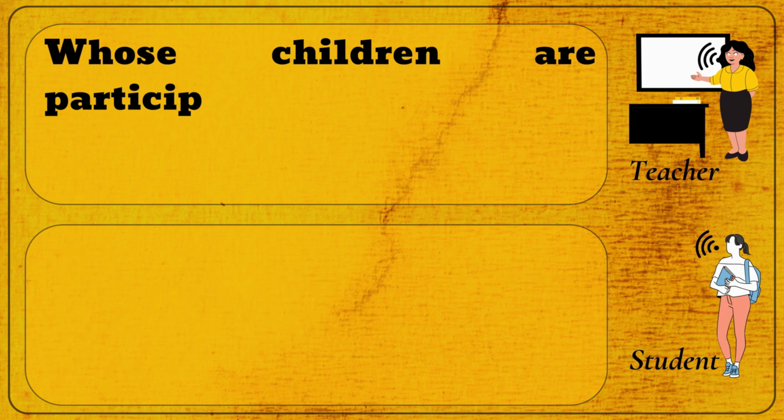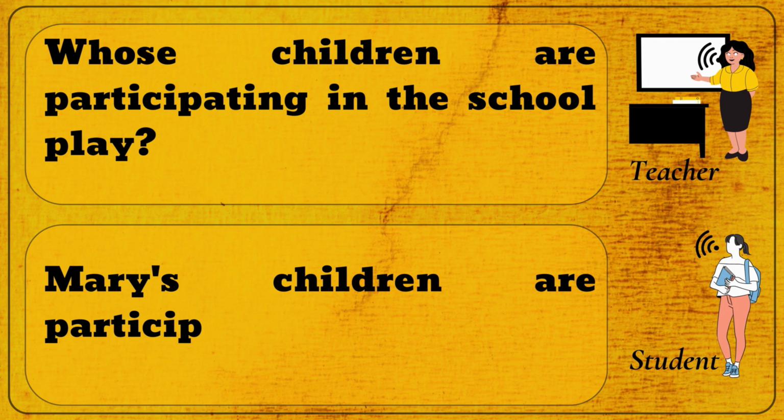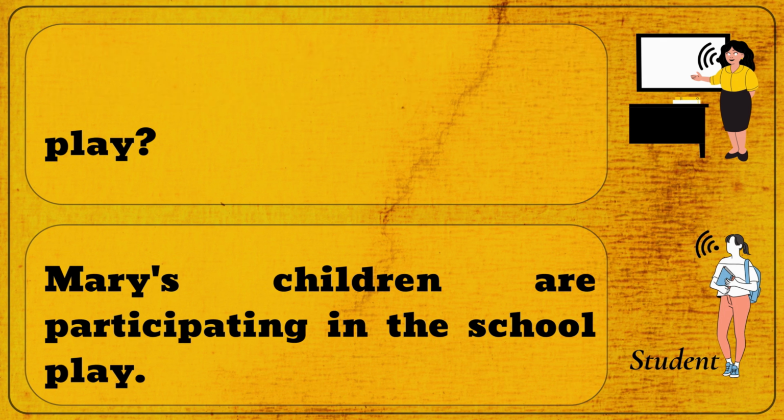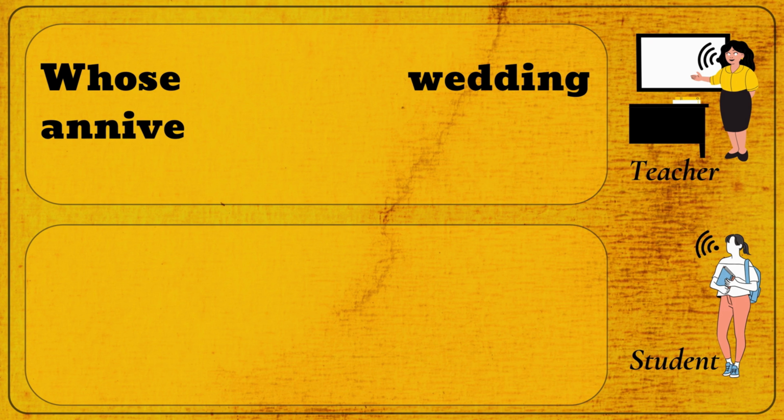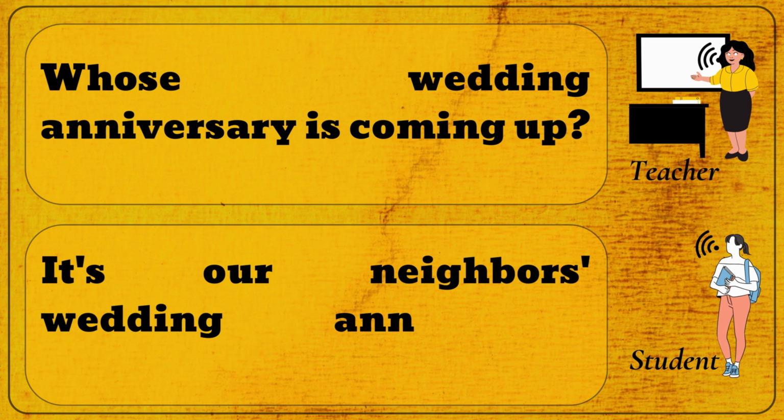Whose children are participating in the school play? Mary's children are participating in the school play. Whose wedding anniversary is coming up? It's our neighbor's wedding anniversary coming up.